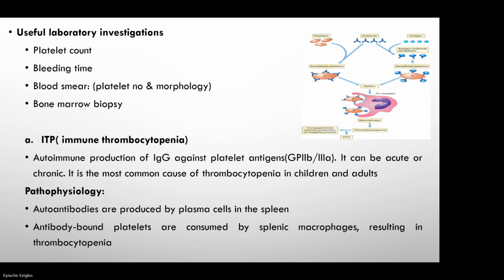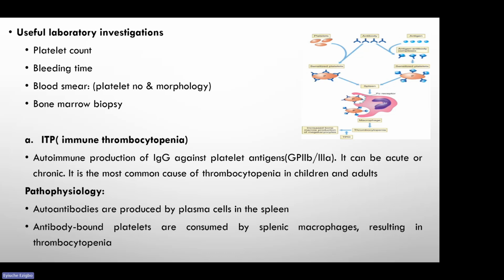Then going specifically to some of the quantitative primary disorders of hemostasis, we have what we call ITP, immune thrombocytopenia, as a case. This is an autoimmune production of IgG against platelet antigens, glycoprotein 2b and 3a. It can be acute or chronic. It is the most common cause of thrombocytopenia in children and adults.